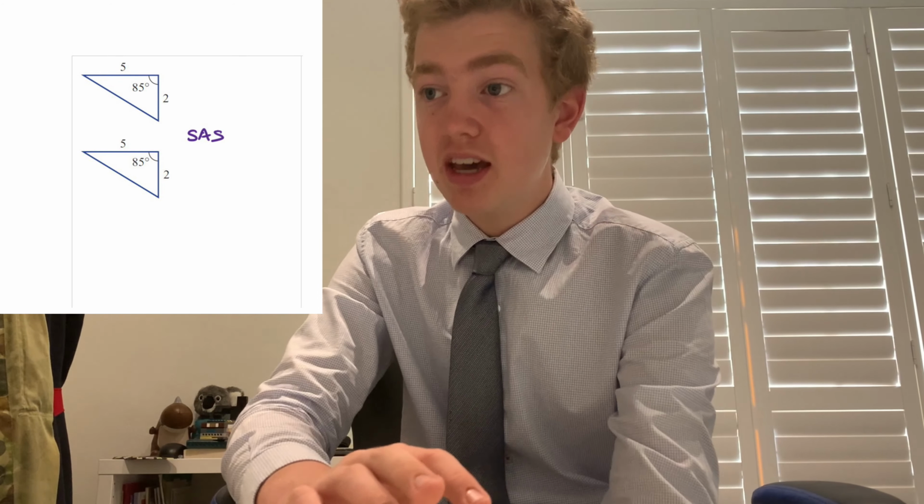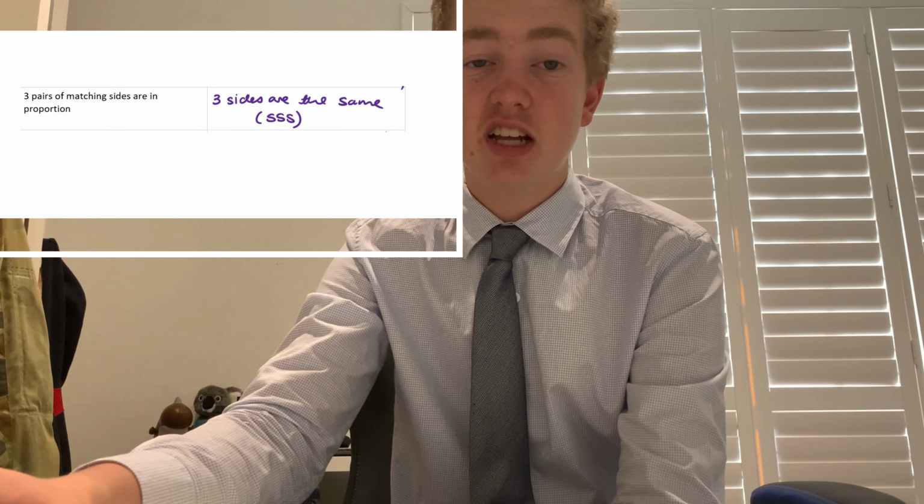So that brings us into tests. There are 4 tests. The first one is SAS, which is side, angle, side, but we don't have SSA or ASS because the angle has to be between those two sides for that test to work. That's when we have two sides that are exactly the same and an angle between them that is exactly the same as well. The next one is SSS, that's when 3 sides are the same, all of them, they're the exact same length, which means that all the angles are the same.